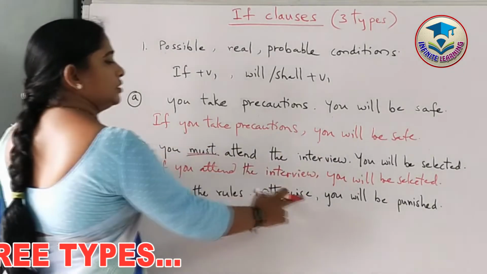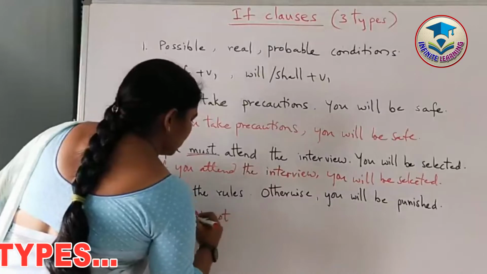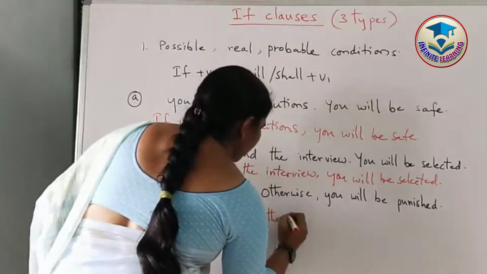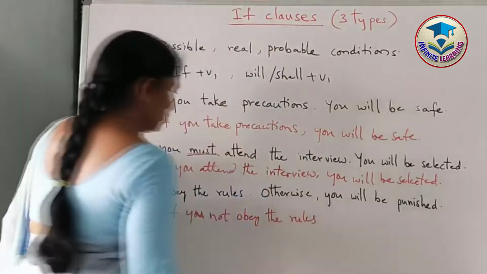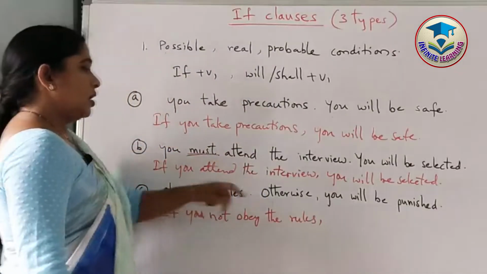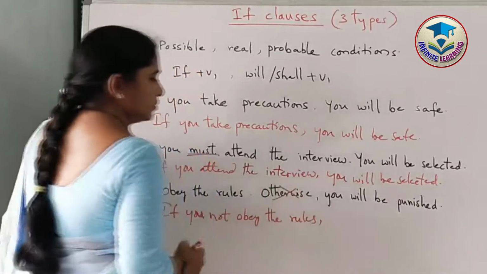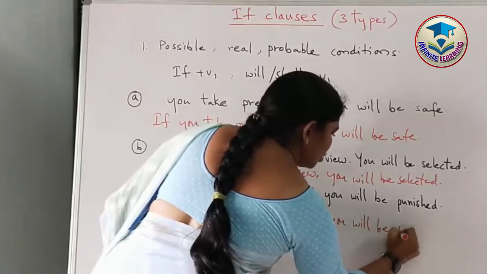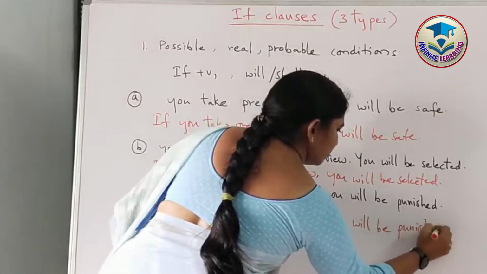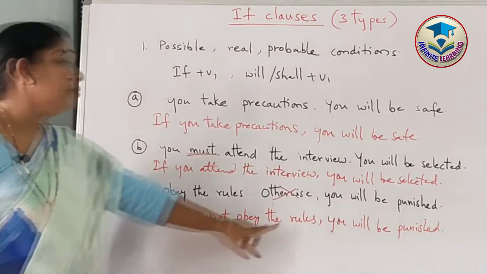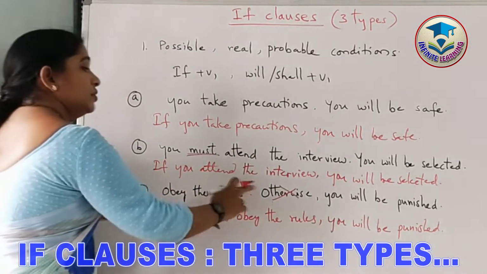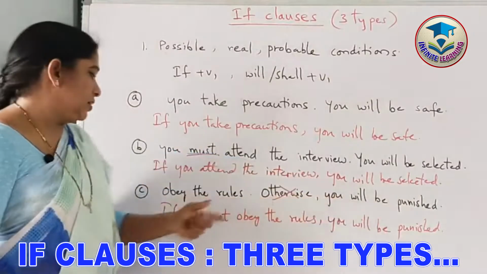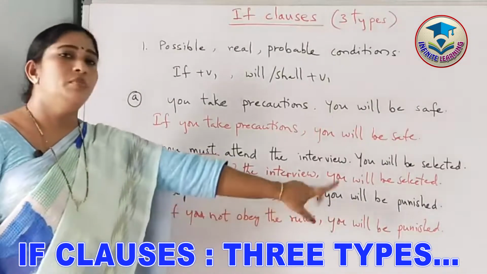And the third one: obey the rules, otherwise you will be punished. If you do not obey the rules, no need for "otherwise", you can remove it. You will be punished. If you do not obey the rules, you will be punished. Yes, no?